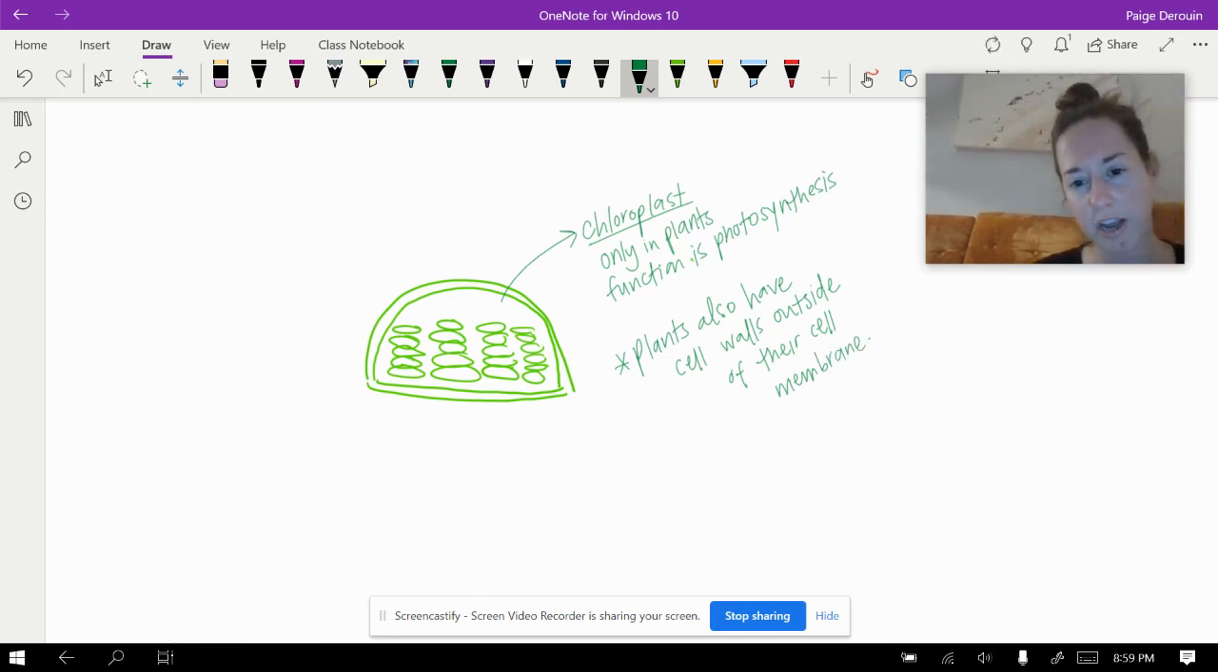And I already mentioned the vacuole. So plant cells have chloroplasts if they're leaves, cell walls, no matter what type of plant part they are, and large central vacuoles. That's the difference between plants and animals.